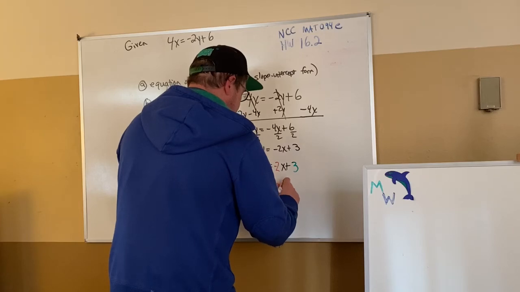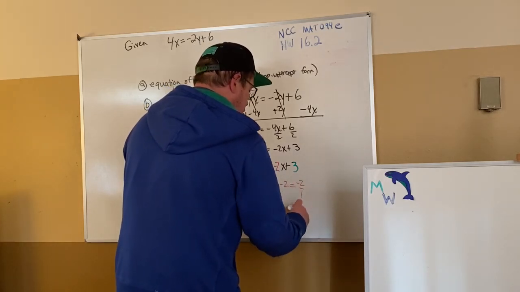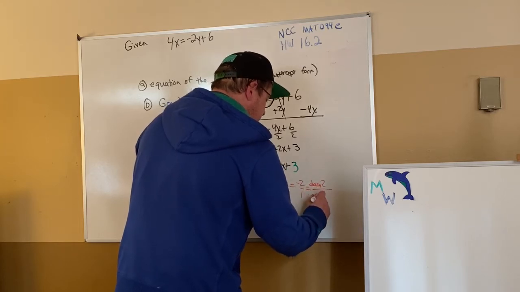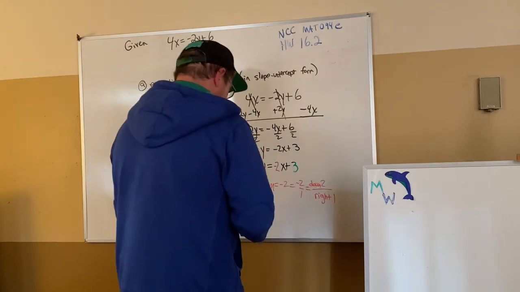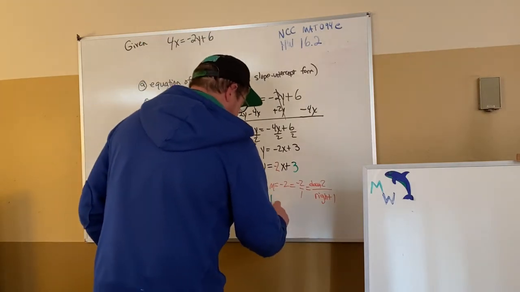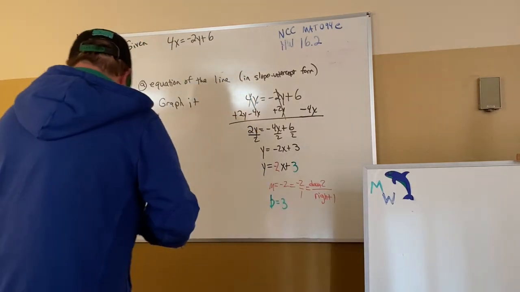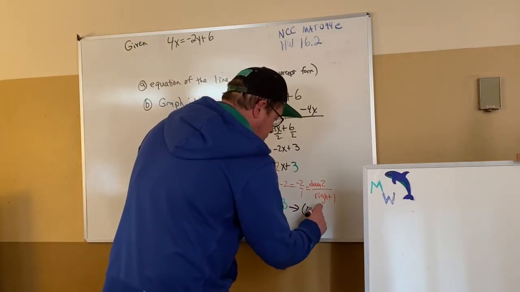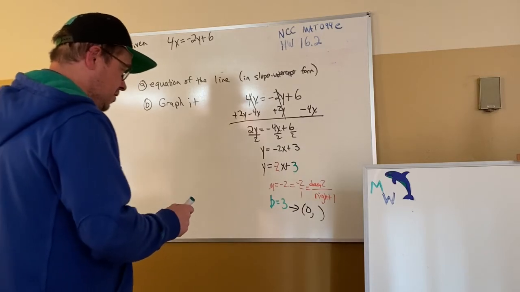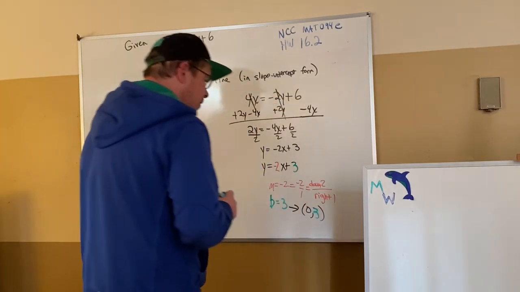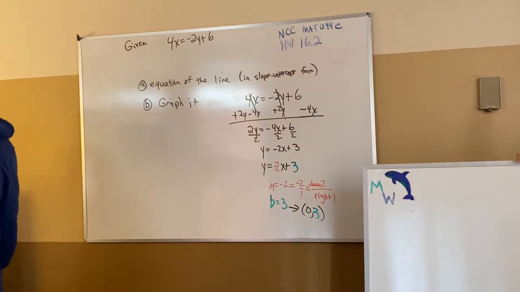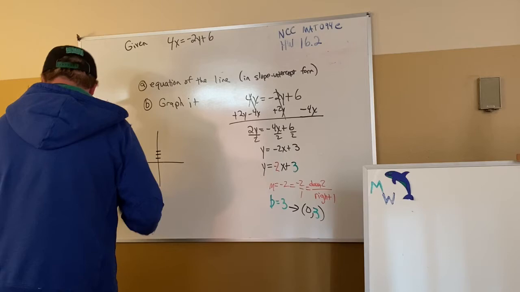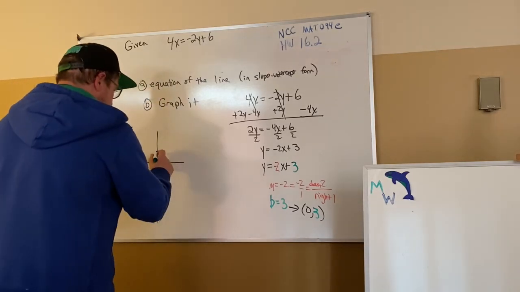M equals negative 2. It's negative 2 over 1. And that 2 is going to be down because it's negative. But the 1 is still positive, so that's going to be to the right. 1. B equals 3. Got that. What does that mean? It means I have a point, which is a y-intercept. So the first coordinate is 0, and the y that I just found is going in there: 0, 3. I can now graph this by going to 0, 3. Now that's positive 3. 1, 2, 3. Very good.